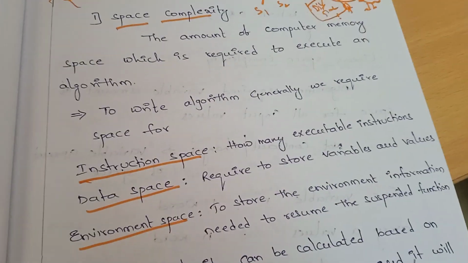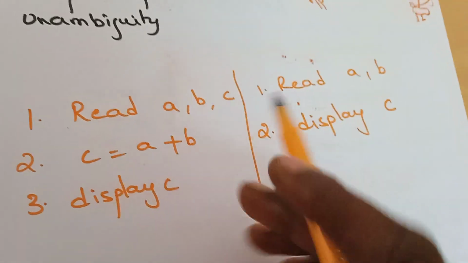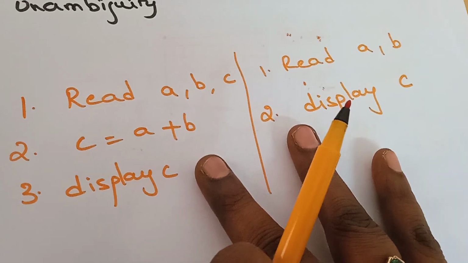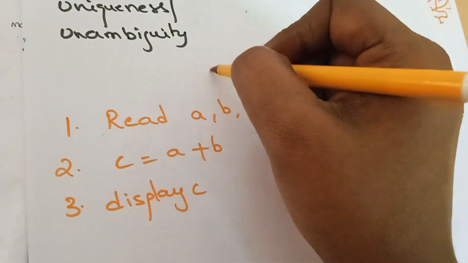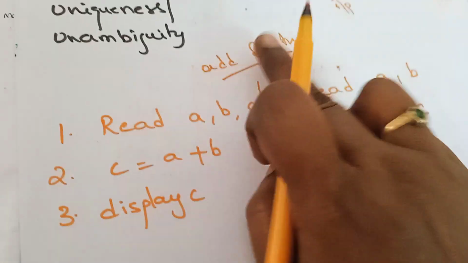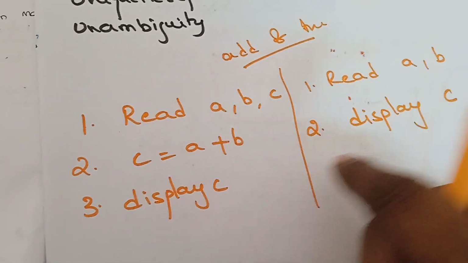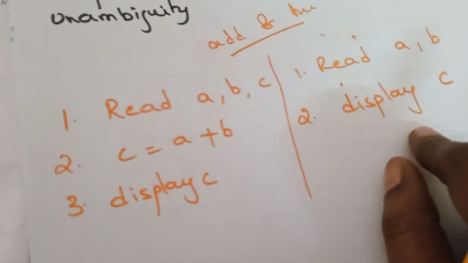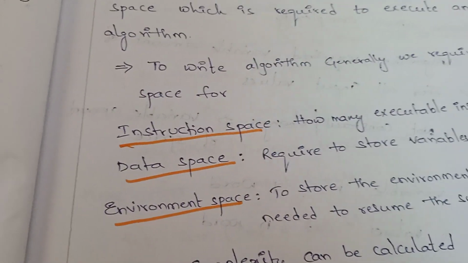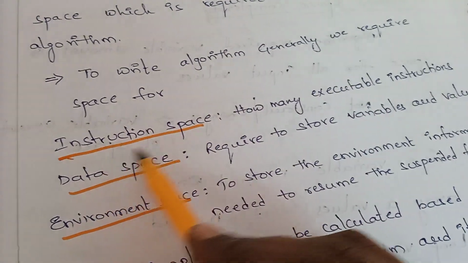You can take the example of the previous one. Consider this example. These two solutions or these two algorithms are to solve a single problem. The single problem is the addition of two numbers. This is the task. So to fulfill this task, I am writing two solutions. This is one solution and this is the other one. Now what is space complexity that we were seeing, right? To write an algorithm, generally we require space for instruction space.